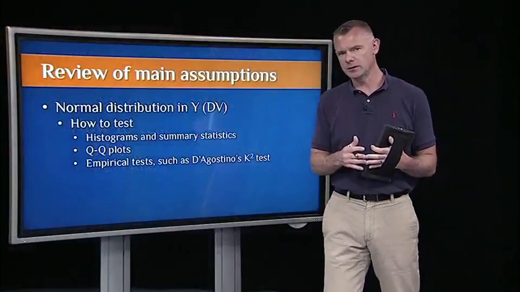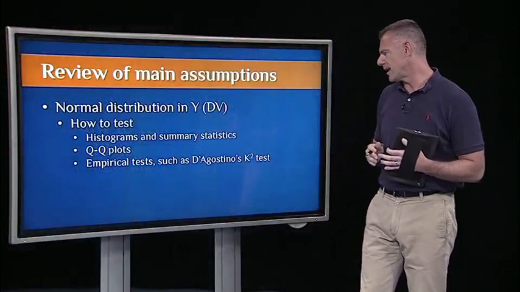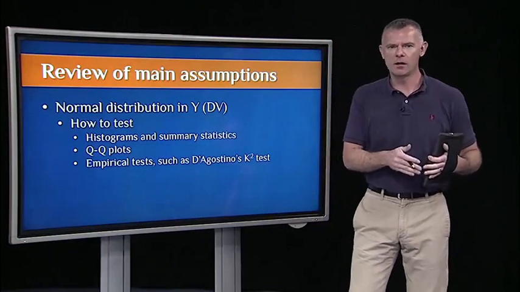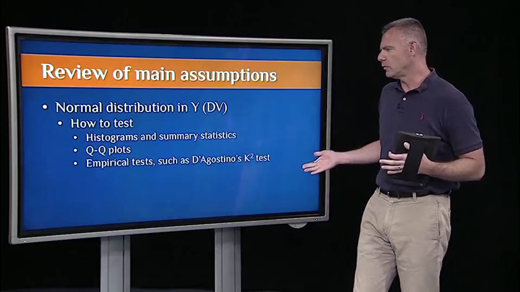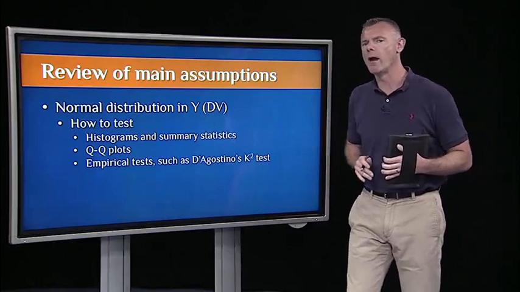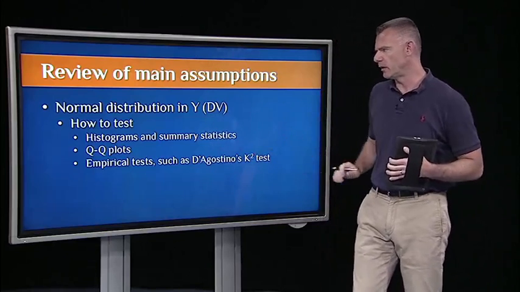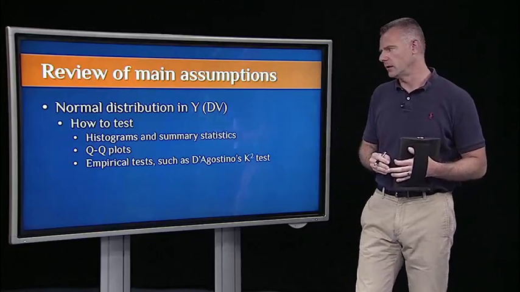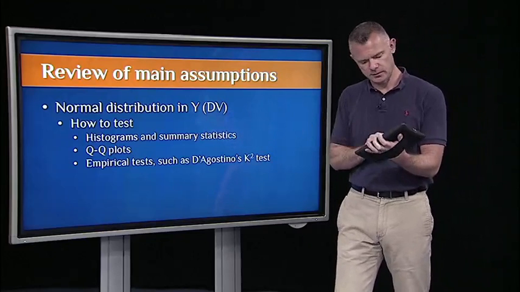There are a few empirical tests. Probably the best known is D'Agostino's K-squared test. But they're very rare. It's unusual that we would employ them just to test this assumption, but I wanted to make you aware of them. You can Google empirical tests of normal distribution if you really want to get a test of this assumption.